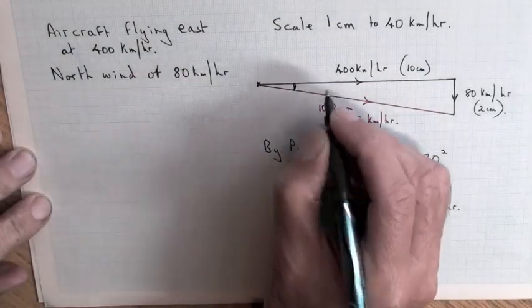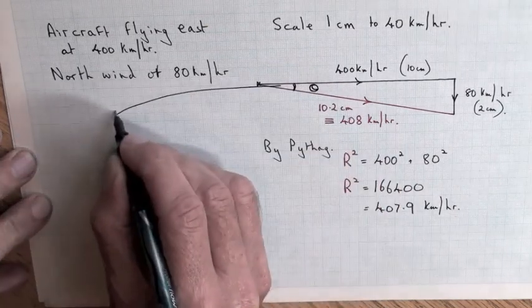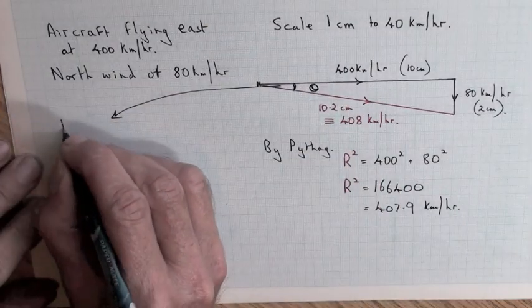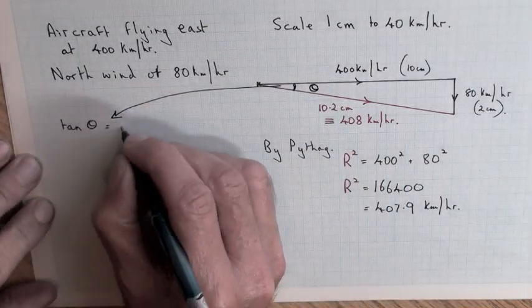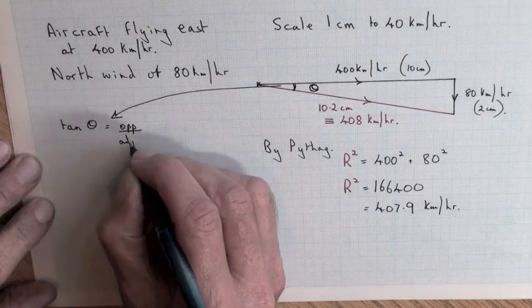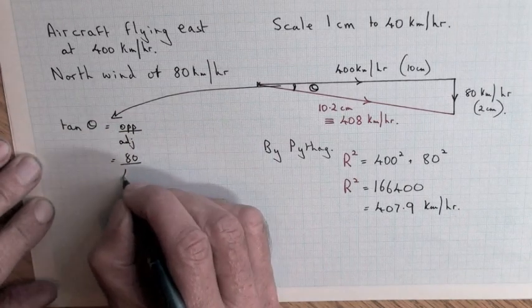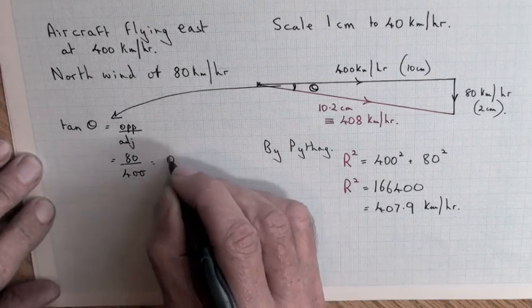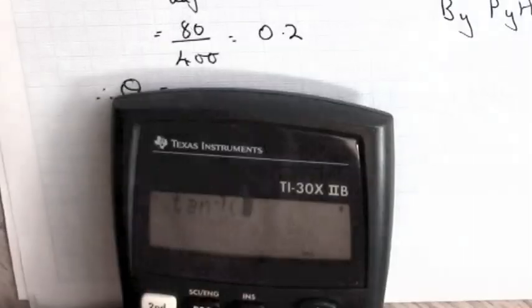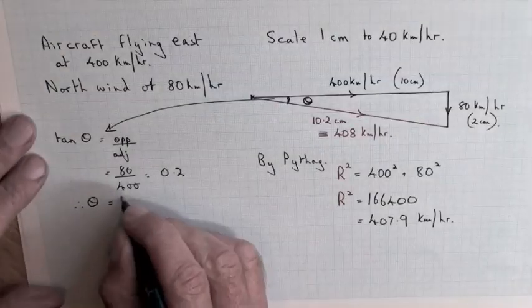The bearing of the aircraft south of east can also be measured directly with a protractor, but in this case we're simply going to calculate it using tan theta. Tan theta is opposite over adjacent, which is 80 over 400. From the calculator, that angle is 11.3 degrees.